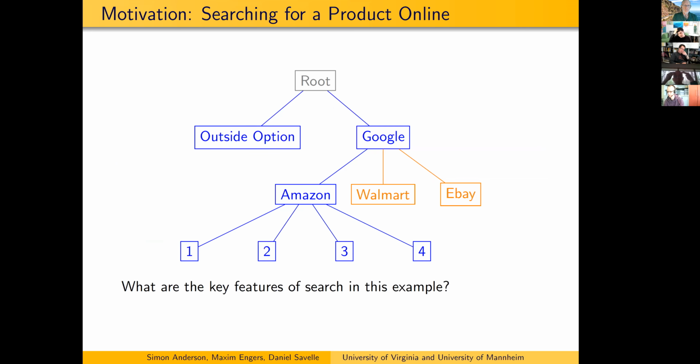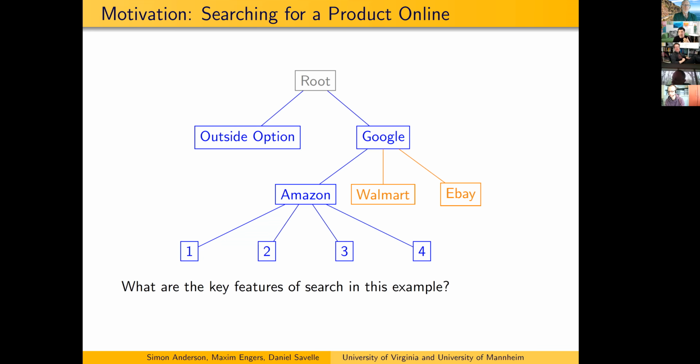Now, the other example I want to use that I won't go that far into is just searching online. Searching online is an inherently good, I think, application of this type of model. And we represent it fairly simply on this as outside option or Google. Going to Google reveals Walmart, Amazon, and eBay. Then you can select options.